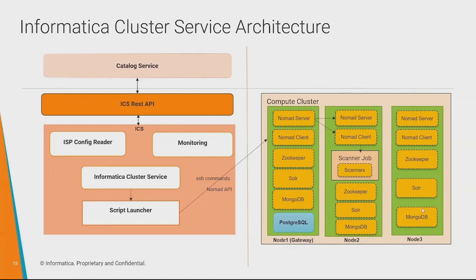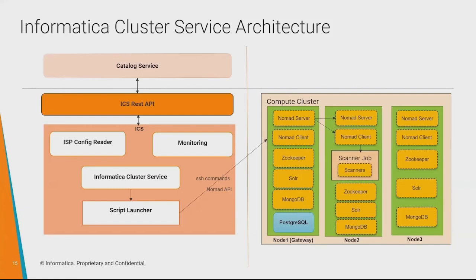Node 2 and node 3 are also configured as data and processing nodes. As I already mentioned, the data nodes are where MongoDB is configured to run. Processing nodes are where the Nomad clients run, right? So you can have a node configured as both data as well as a processing node, which is the case for node 2 and node 3, as well as for node 1. Node 1 is also a gateway node. You can see Zookeeper and Solr are all running on all nodes. PostgreSQL runs on the gateway node, and as mentioned earlier, PostgreSQL stores the similarity results.